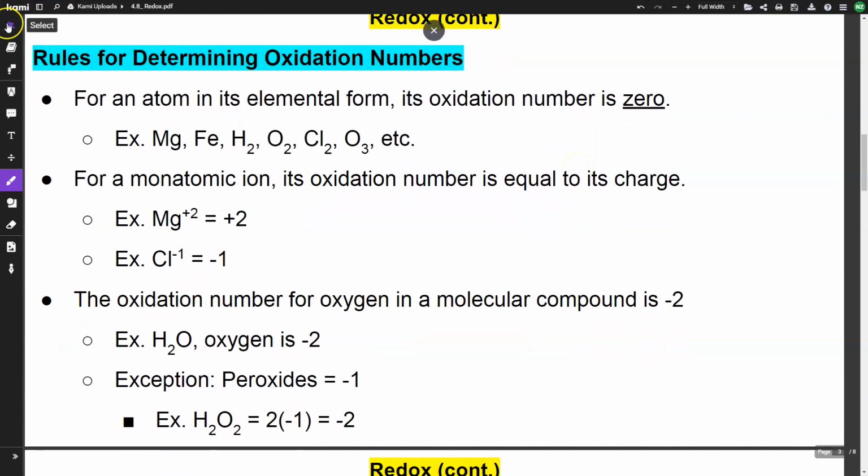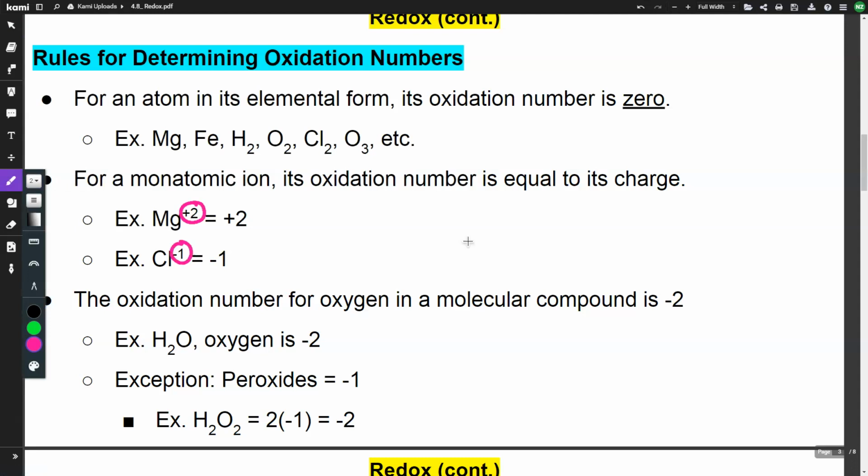Now, oxidation numbers. There are a bunch of rules that you need to know. The first one, for an atom in its elemental form, its oxidation number is 0. So when you see that it's being written as just magnesium or iron or hydrogen, oxygen, chlorine, etc., its oxidation number is 0. For a monatomic ion, its oxidation number is equal to its charge. So if you have something that's an ion by itself, like a magnesium ion or a chlorine ion, it's going to be equal to its charge.